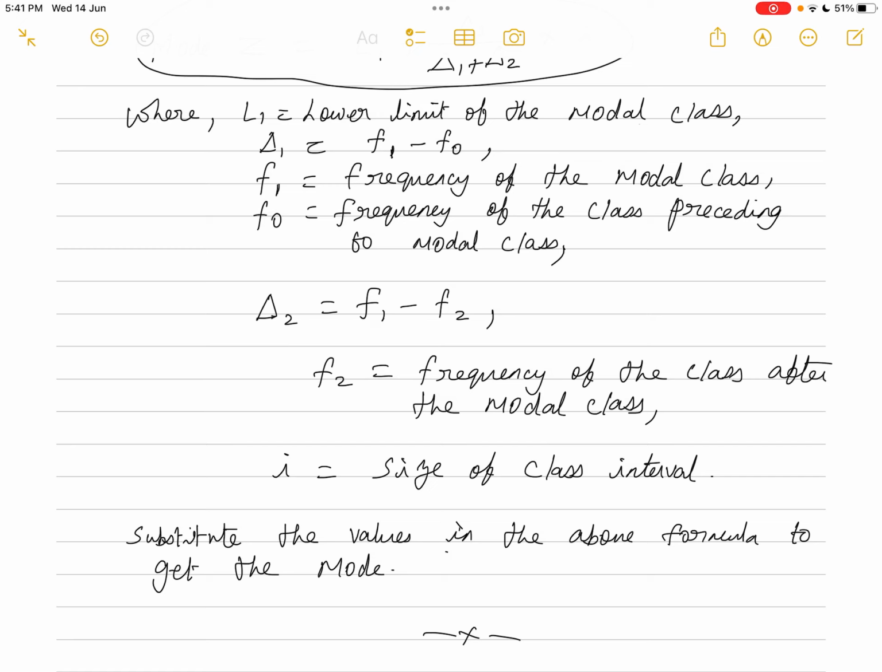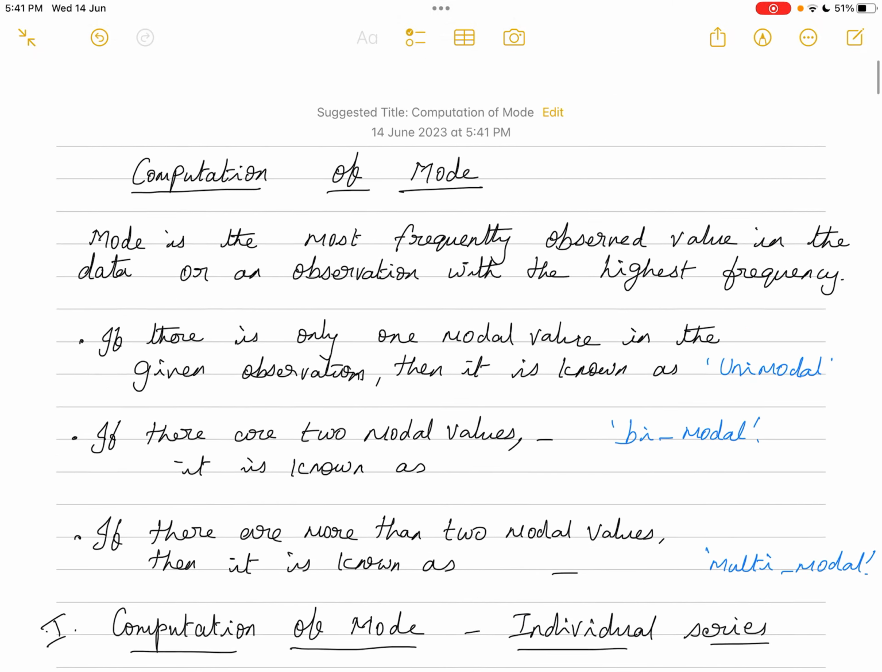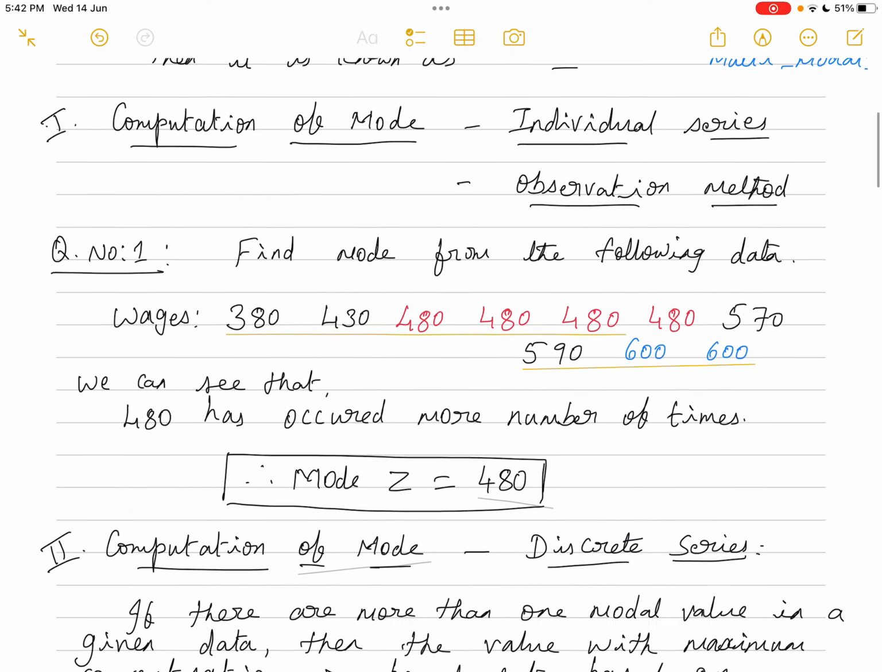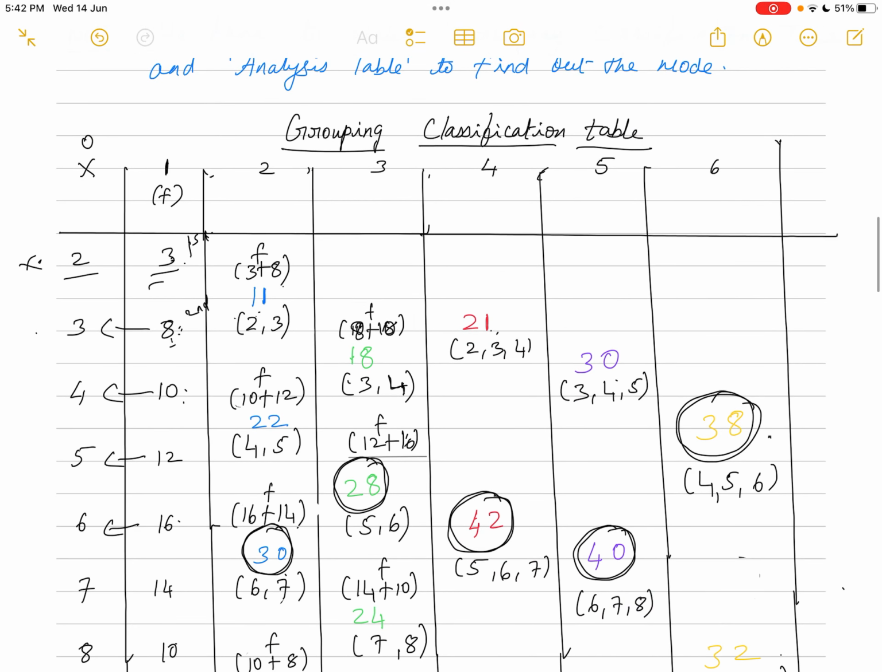Hope you have understood. If it is an individual series, we are just observing it. Based on the observation method, we are finding the modal value. If it is a discrete series, and you find more than one modal value in the observation, we make the group classification table and the analysis table, and then find the modal value. Okay. So this is how you have to find the group classification table.